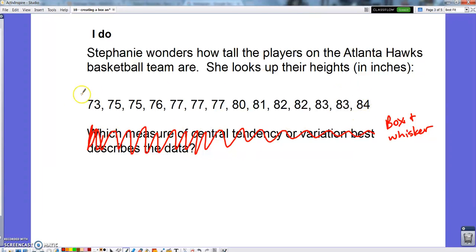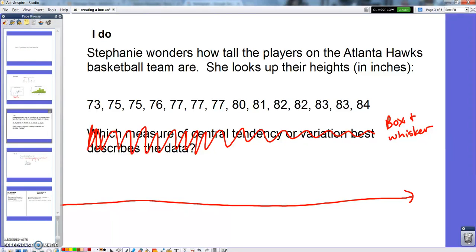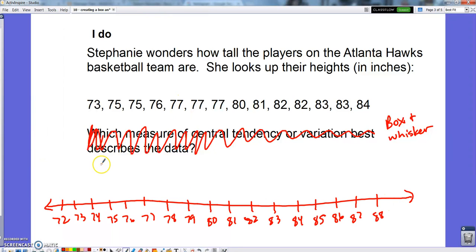So these are in order, which is nice. And so what I'm going to do is start by making a number line that goes at least from my lowest data point to my highest data point. I'm just going to pause and do that real fast so you don't have to watch me make a number line. And there you go. I made a number line that goes from 72 to 88, just because that's how far I went when I started making it. So I start out with a number line, and I'm going to build my box and whisker plot up above the number line, kind of like a line plot.